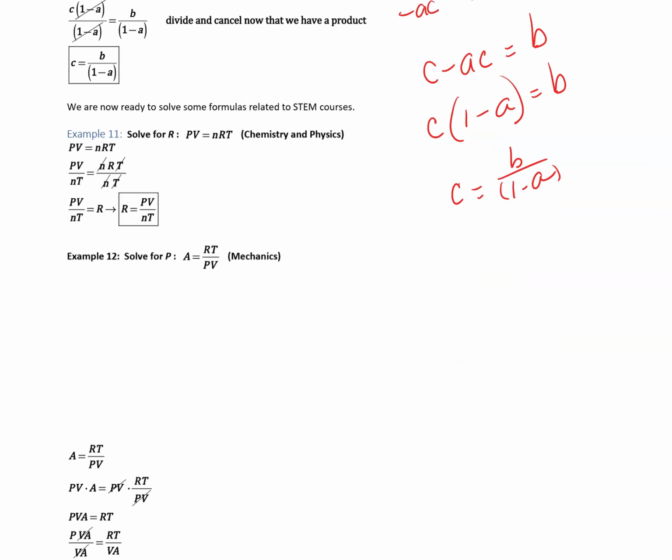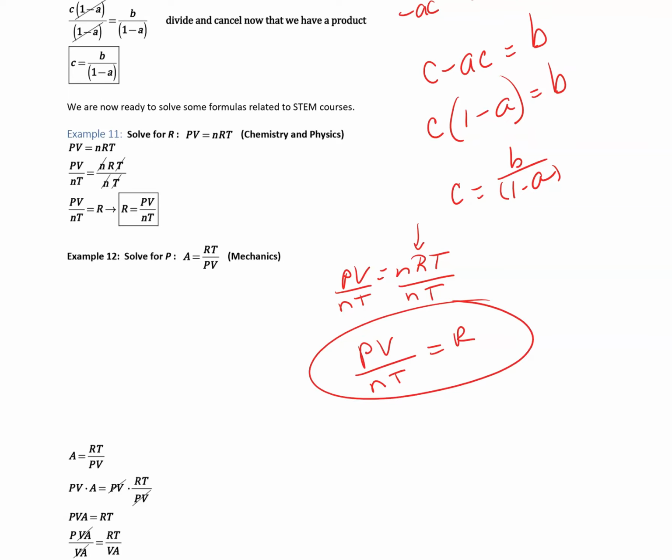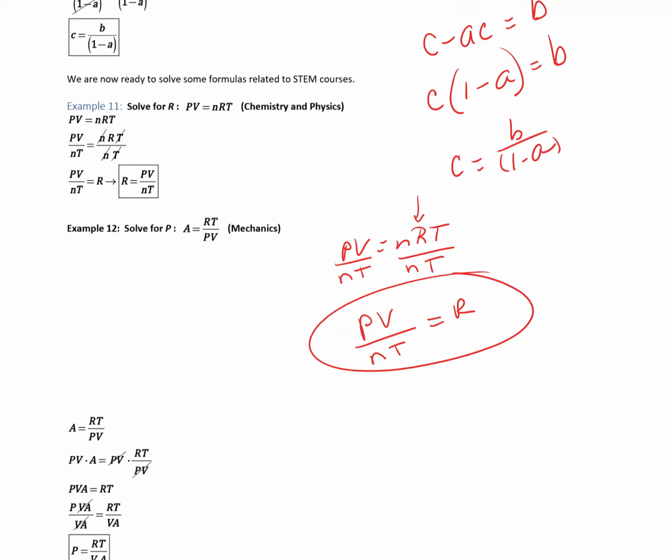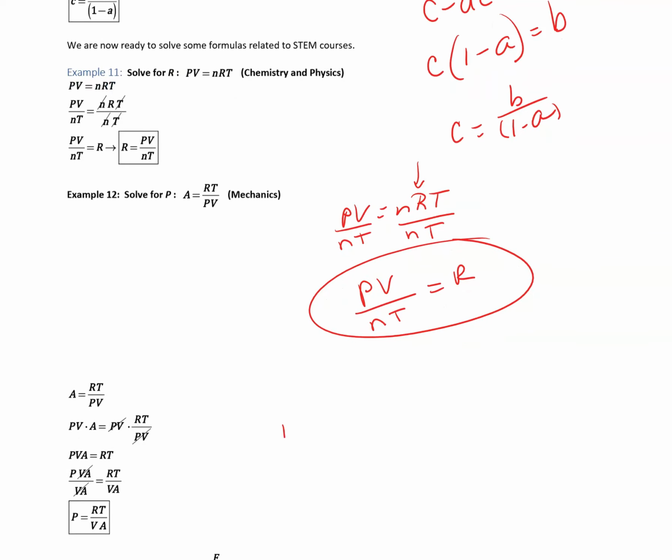This one here, PV equals nRT. I'm solving for R, so I'm going to divide by NT at the same time. So when you divide by NT, you get PV over NT is equal to R. A is equal to RT over PV.